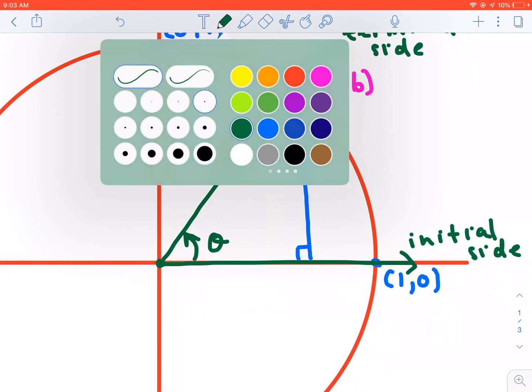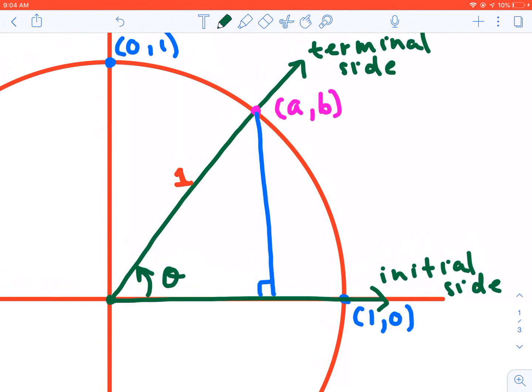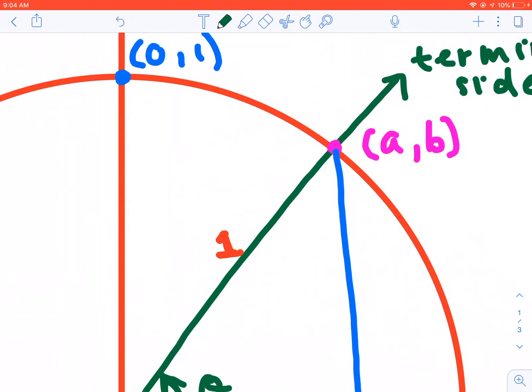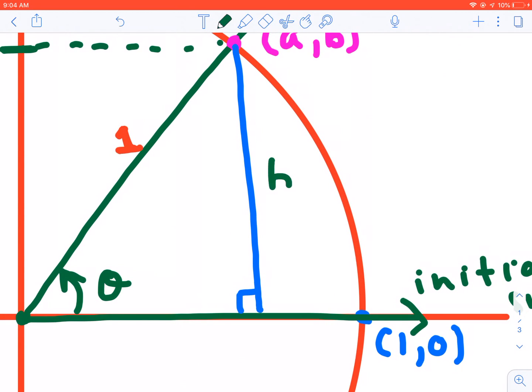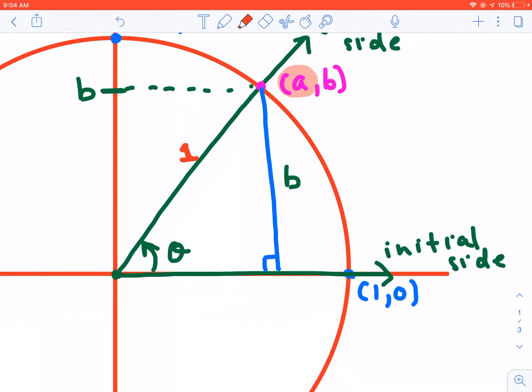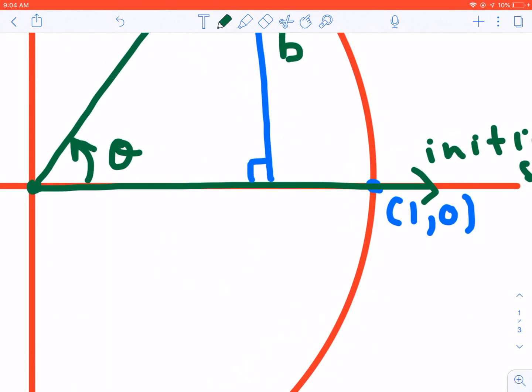All right, next, what are the lengths of the legs? So let's start with the height of the triangle, this leg. If that point's a comma b, wouldn't you agree that this is a value of b there on the y-axis? So this leg also has a length of b. And if we're looking at the x-coordinate, right, over here on the x-axis, that would be a. So the length of our other leg is a.